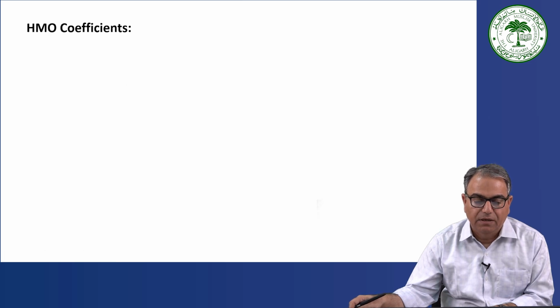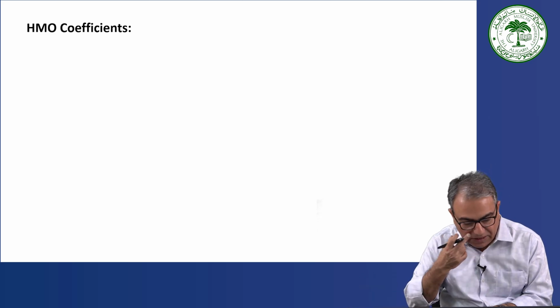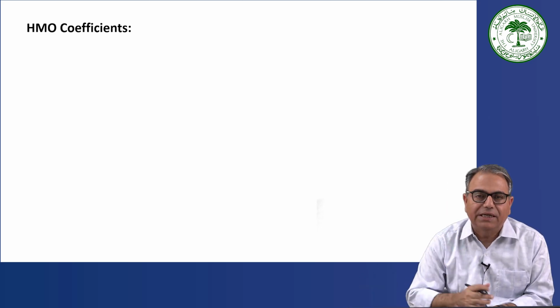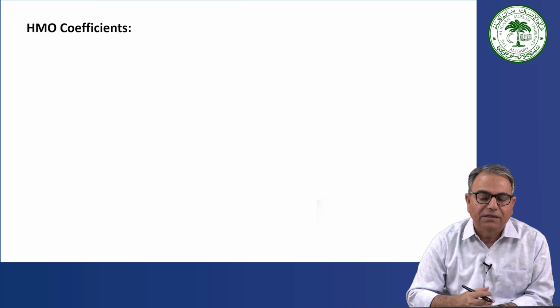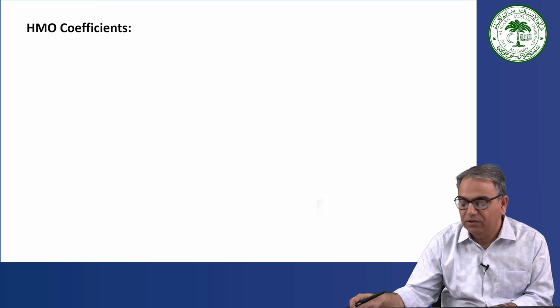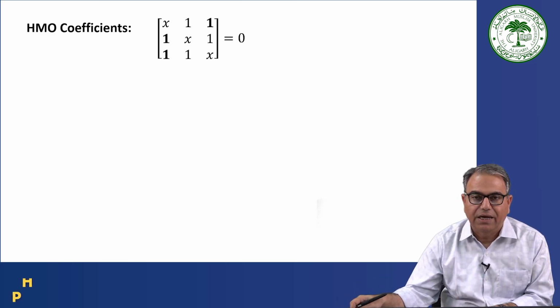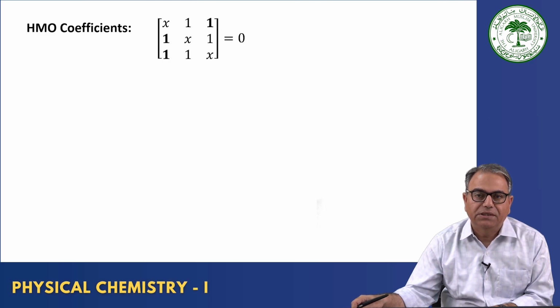Okay. Now again we will go back and calculate the HMO coefficients. Energetics we have done, eigenvalue we have done. The next task is finding out the eigenfunction. For that you need to find the HMO coefficients, and this was your matrix from which we moved to find the energy. So if this is the matrix, then we can write the simultaneous equations.